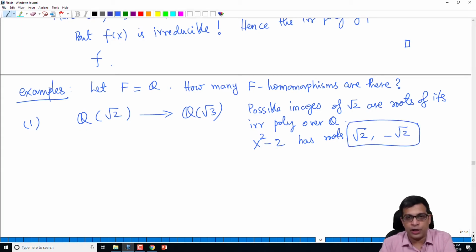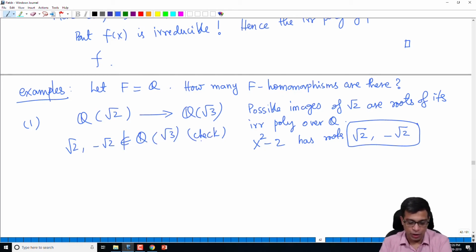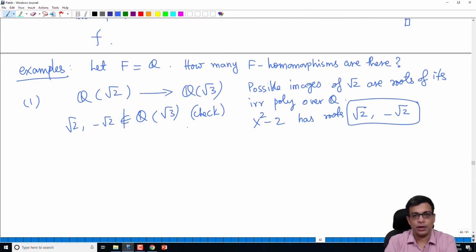Are any of them available here? No. Neither root 2 nor minus root 2 is in Q(root 3). Okay, this requires a little check. To be precise, we have to check this because Q(root 3) consists of all polynomials in root 3 of degree at most 1. So it's a + b root 3 where a and b are rational numbers. There are no rational numbers a and b such that a + b root 3 is equal to either root 2 or minus root 2. So this I will leave as an exercise for you. Check this. So that means there are no possible images for root 2 in this field.